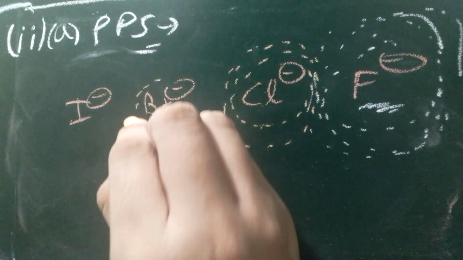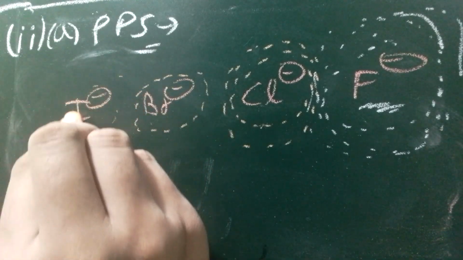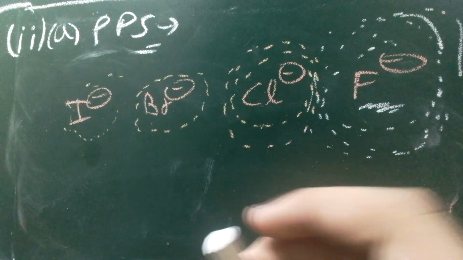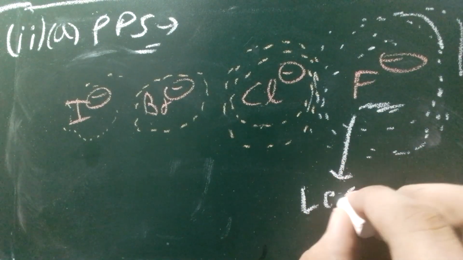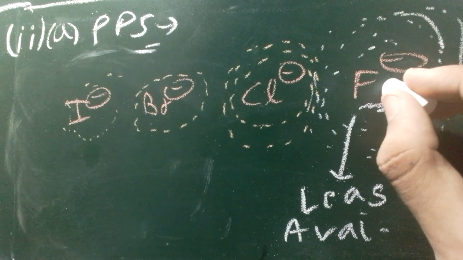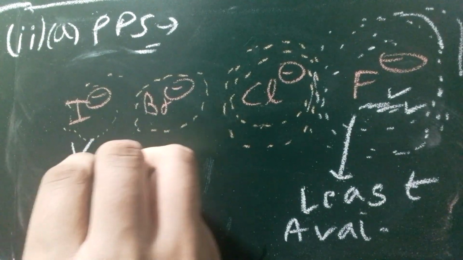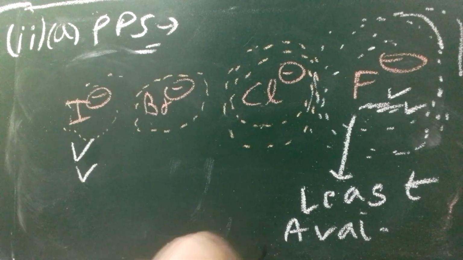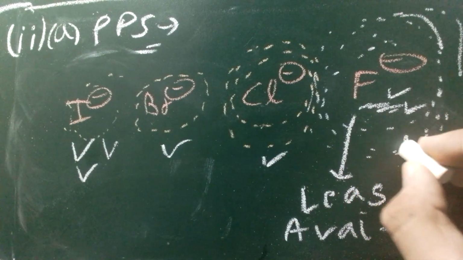While if I see Br minus, then a very small layer, and with I minus, very negligible H bonding will take place. So we can see that F minus will be least available. Its electrons are already distributed between the H bonds, while I minus is very free in the solution. So most free is I minus, then Br minus, then Cl minus, and the least free is F minus.